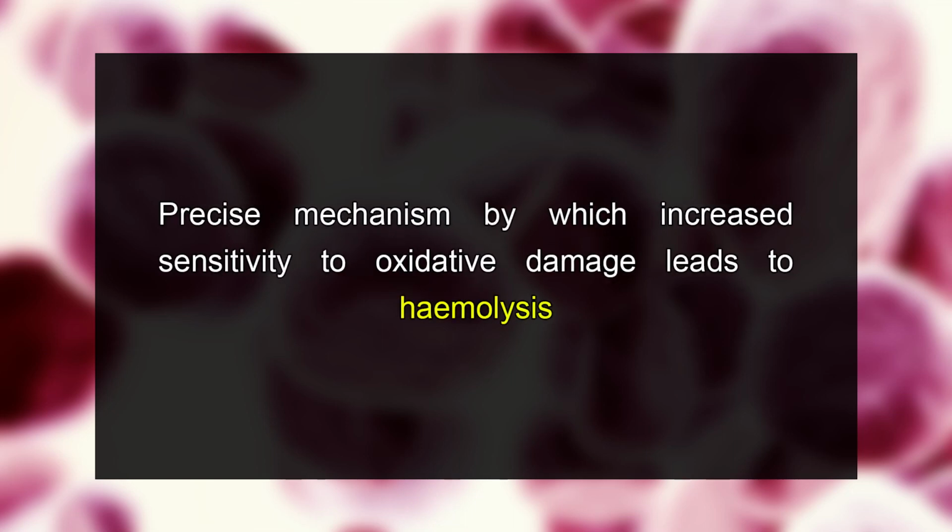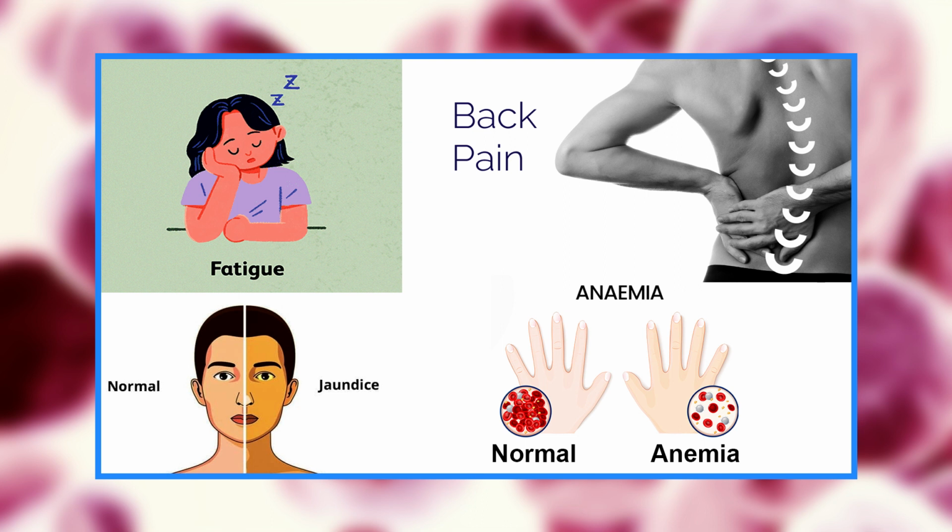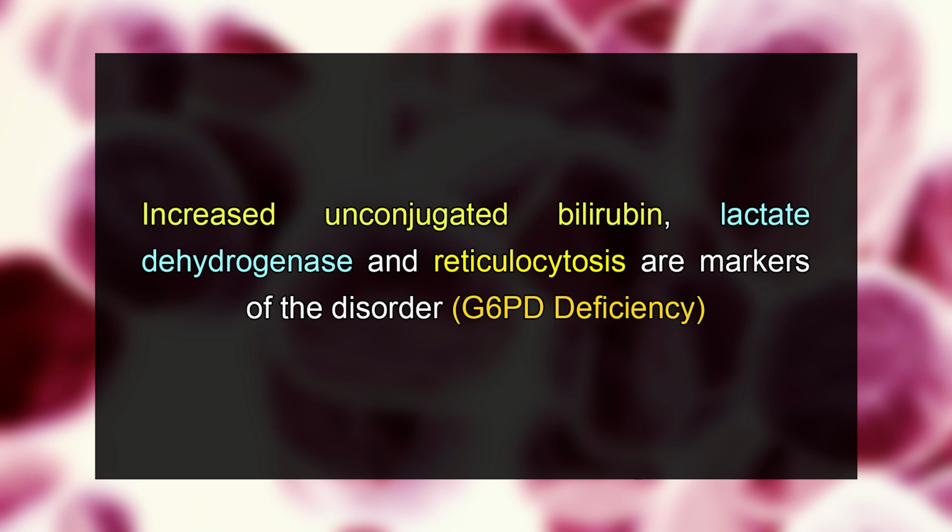The precise mechanism by which increased sensitivity to oxidative damage leads to hemolysis is not fully known. Furthermore, the exact sequence of events once an exogenous trigger factor is present is also unknown. Whatever the cause of the acute hemolysis in glucose 6-phosphate dehydrogenase deficiency, it is characterized clinically by fatigue, back pain, anemia, and jaundice. Increased unconjugated bilirubin, lactate dehydrogenase, and reticulocytosis are markers of the disorder.